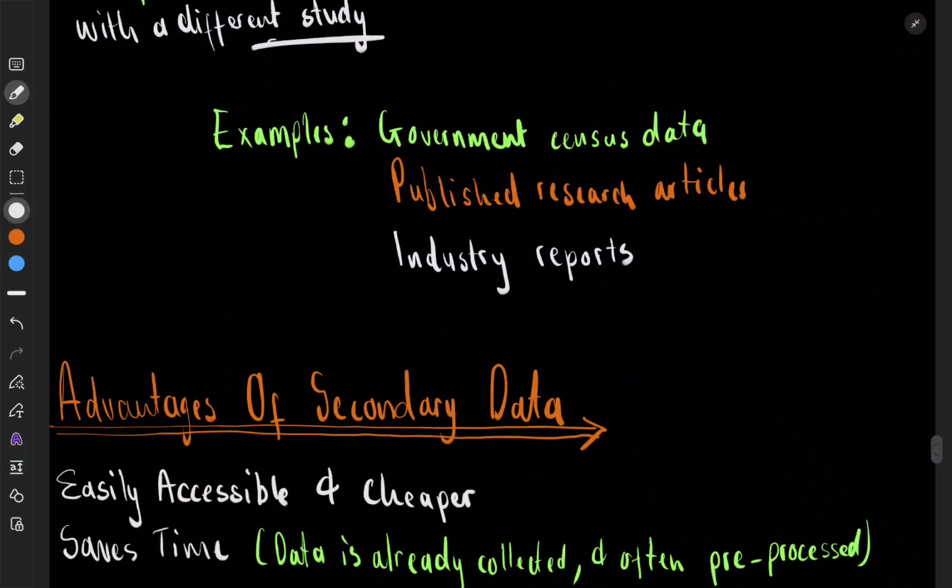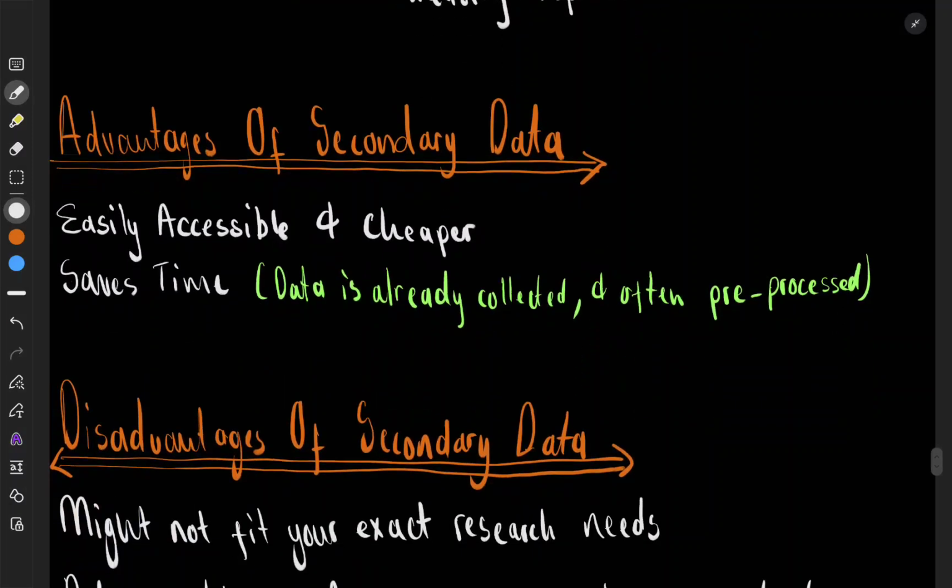So examples: government census data, journals, where journals are written by experts and researchers. They write things down and they publish them. If you take those and you use that data, that is secondary data. Here, research articles, like we've been saying, industry reports, all this is going to be secondary, because if you go and take that and use it, it's not you who collected it, my friend. So it becomes secondary when you use data that has come from these sources.